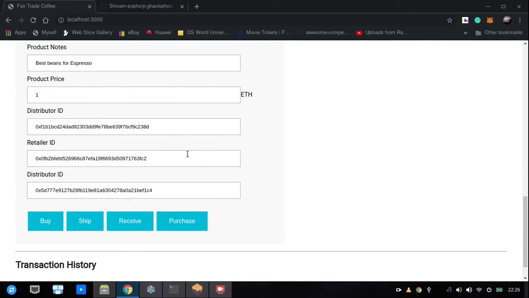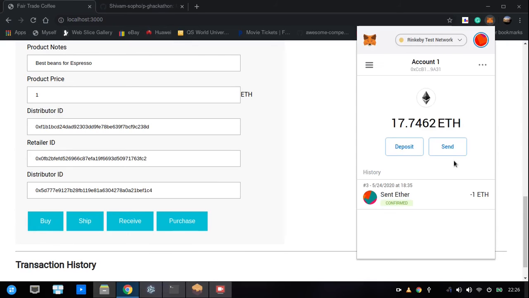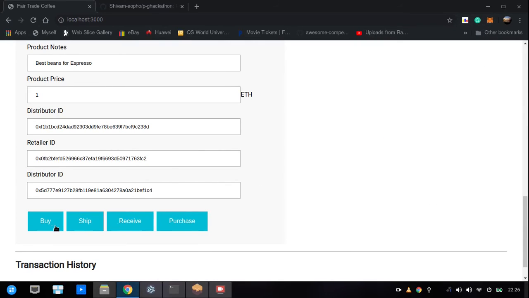After that, the distributor and retailer come into play. The distributor can buy from the farmer, and when he buys, he has to pay the farmer for that. So here he can buy it. After buying it, he can ship that particular item to a retailer, where he can receive it. After receiving, the retailer can transfer that purchase to the customer.